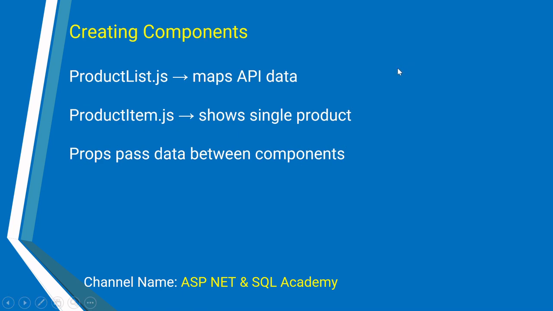React's strength is components. We create a ProductList component to map over API data and a ProductItem component for individual products. Props allow us to pass data seamlessly.